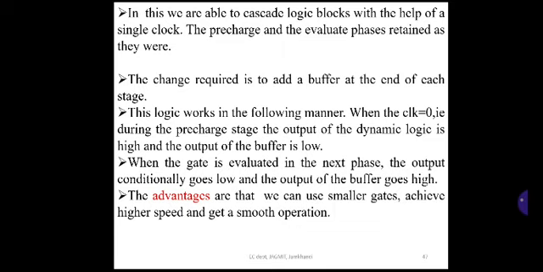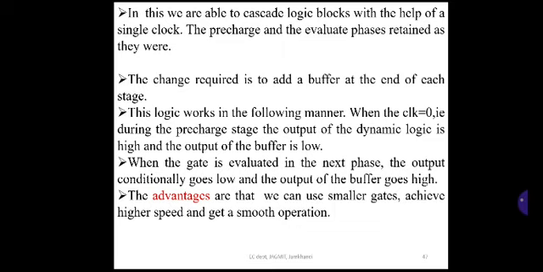So during the evaluation, when the dynamic logic output makes a transition from 1 to 0, the buffering inverter makes a transition from 0 to 1. Thus, there will be no erroneous states. In the previous section, we discussed dynamic logic, in which an erroneous output occurred, so the cascading facility was not there. Here, cascading can be possible by including an inverter.